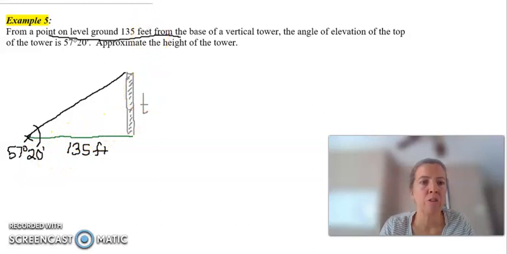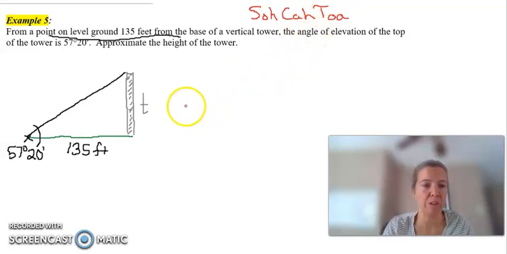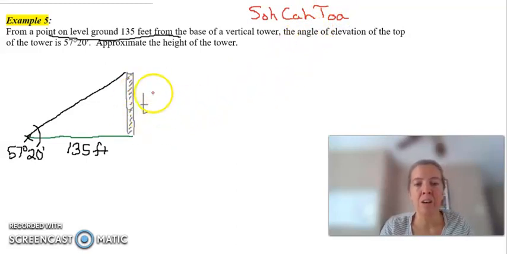So when we decide which trig function we want to use, I think it helps to label, if we're going to use the right triangle definition of the trig function, so the good old SOHCAHTOA, let's label the sides of the triangle as opposite, adjacent, hypotenuse, whatever. So we want to find the height of the tower. So we want to find this side length here, which is opposite of that given angle. So this is the opposite side.